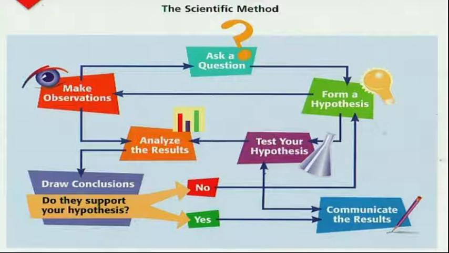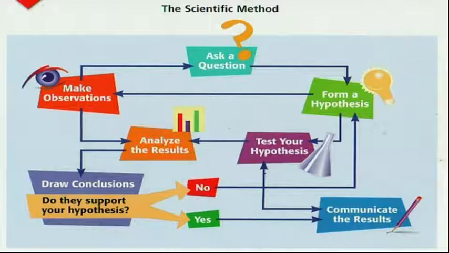If your data doesn't support your hypothesis, usually what we do is we go back and formulate a new hypothesis and start the whole process over again. Okay, we try something a little different. If your hypothesis is yes, then you're going to communicate your results. You're going to tell people about it. You're going to explain to them why your hypothesis is correct, and show them your data and what it all means.